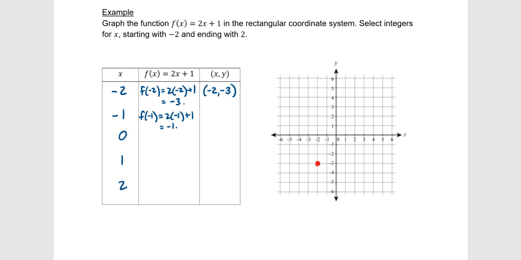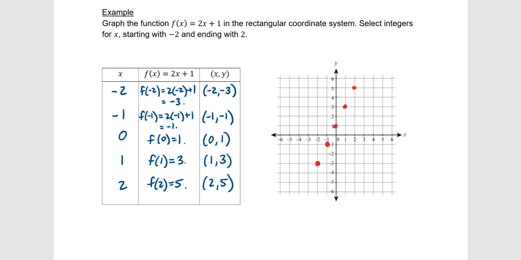And let's plug in -1. And we get that f of -1 equals -1. So that gives us this coordinate, -1 comma -1. We plot that, and it is right here. And then I'll just do the other ones quickly. So finding those other xy ordered pairs, we get all of these, and I plotted them over on the graph.